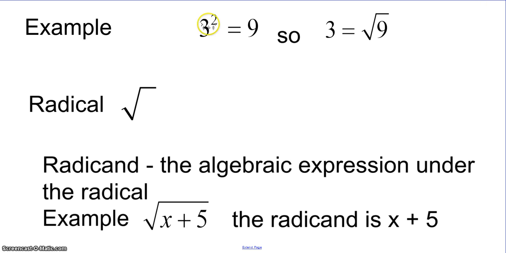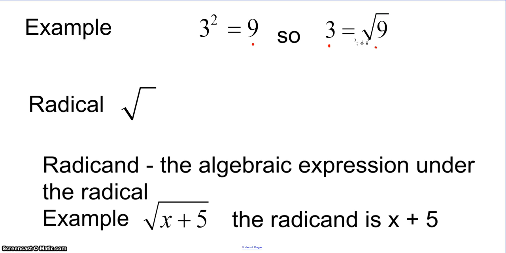So for example, 3 squared is equal to 9. 3 times 3 is 9. So therefore 3 is equal to the square root of 9. That doesn't seem like much, but we will be doing examples and it will clear this up.